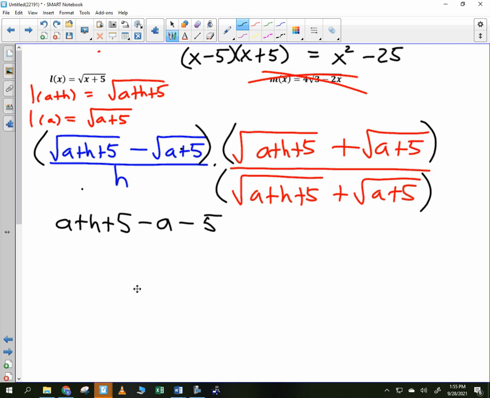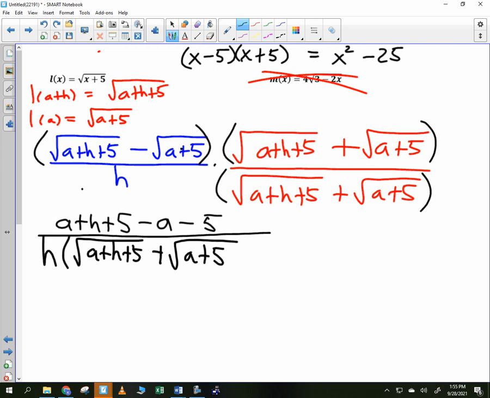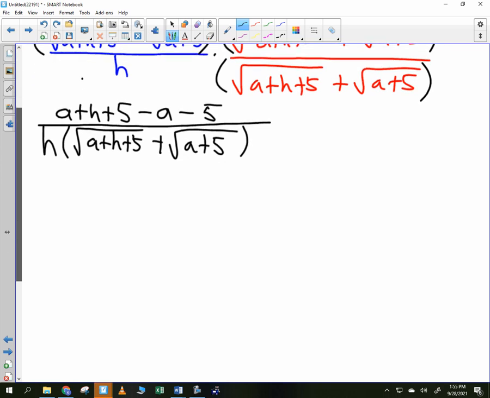Isn't that nice? Multiplying by the conjugate is an extremely important step that you learn in college algebra. We use it a lot. It's not just going to be this time. It comes up multiple times throughout the year. Now, the bottom is just ugly. Don't judge it. It's disgusting, okay? So we just leave it as h times that quantity, square root of a plus h plus 5 plus square root of a plus 5. So just don't worry about the bottom. It's not very pretty. It's just the way it is.